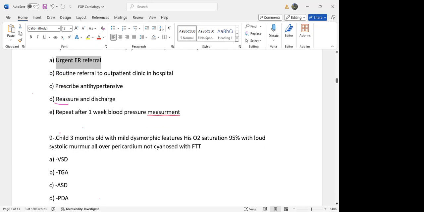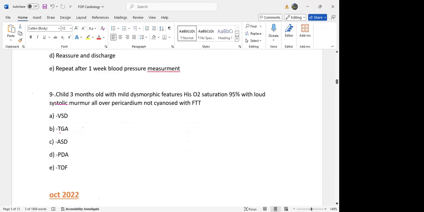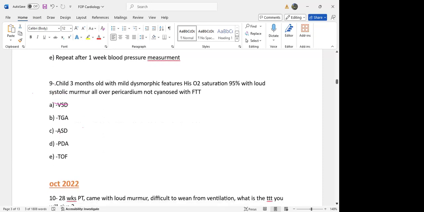Child, 3 months old, with mild dysmorphic features, saturation 95%, with a loud systolic murmur all over the precordium. So mild dysmorphic features, a 3-month-old child, and systolic murmur all over the precordium. Most likely this is VSD, and the mild dysmorphic features could suggest Down syndrome.